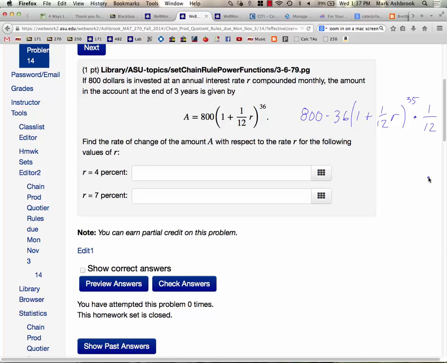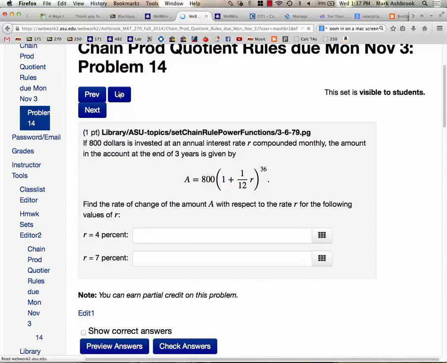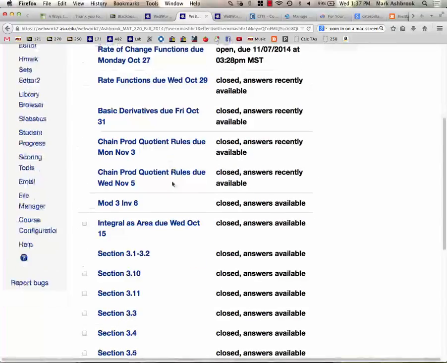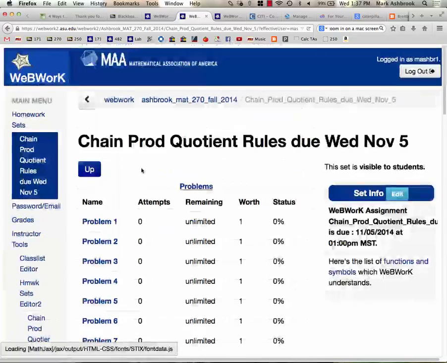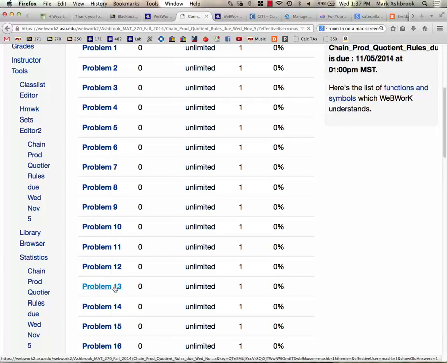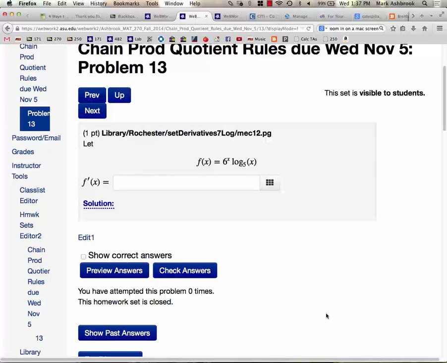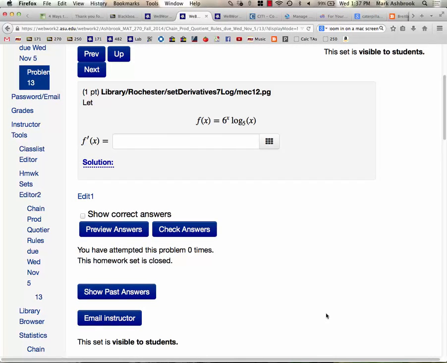Questions on that? Okay, and then there was one from today's, due today, November 5th. Number 13. Okay, and so hopefully this is a very straightforward rate of change function to find, but the problem is, how do you express log base 5 in WebWork? That's probably where we're in trouble. So let's just do it.